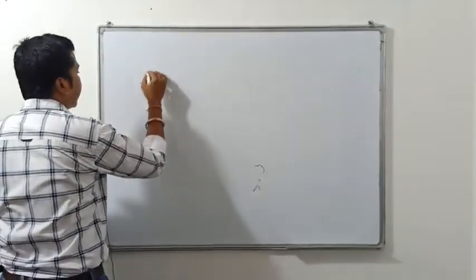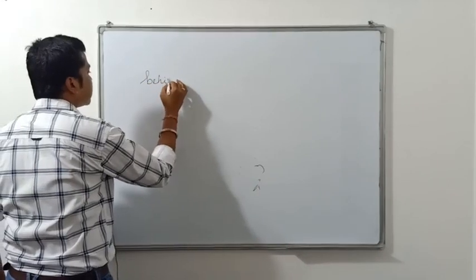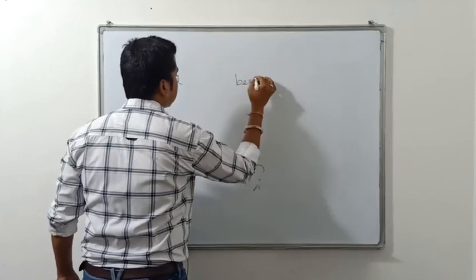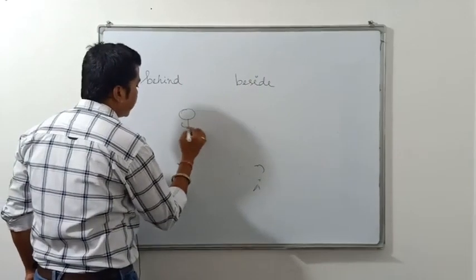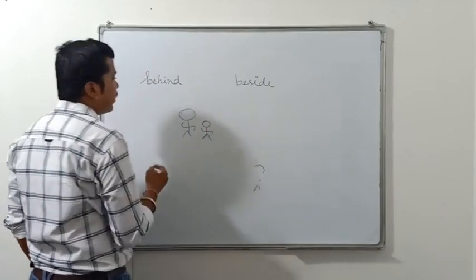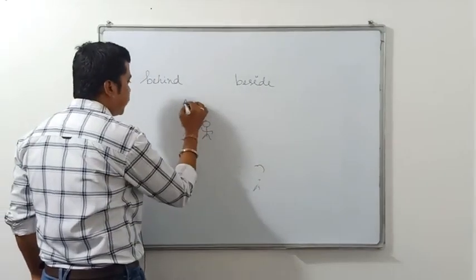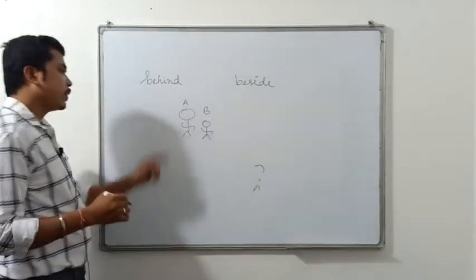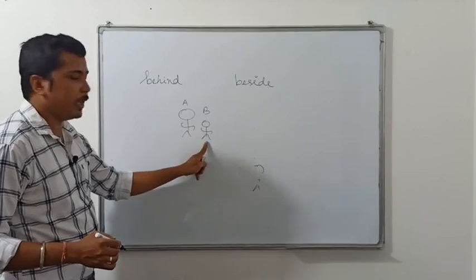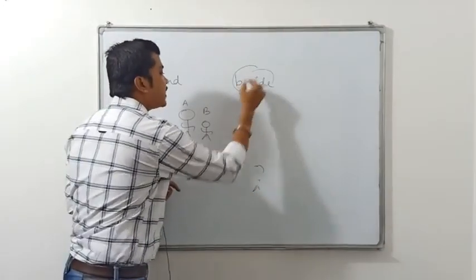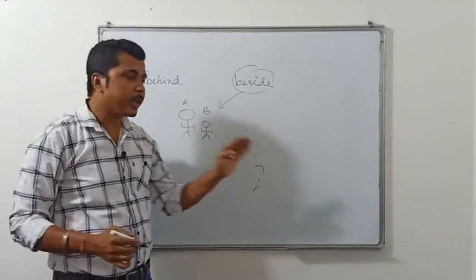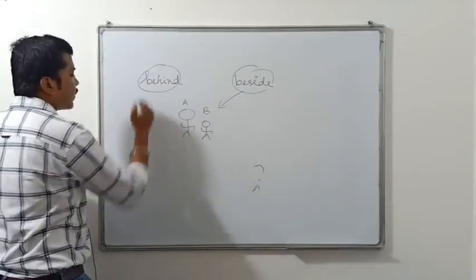When we say behind means and beside means, suppose a boy is standing here, another boy is standing next to him. Let this boy be A and this boy be B. Now if I tell B is standing beside A, beside means उसके नज़दीक, next to him.